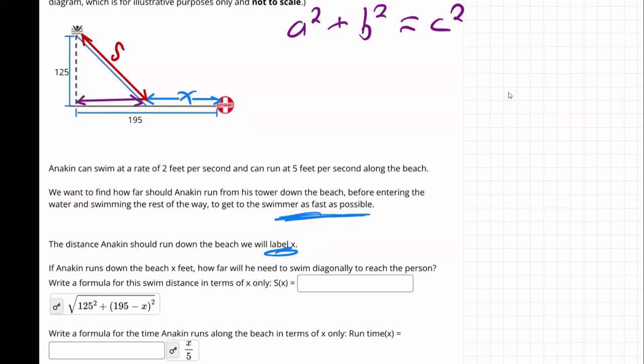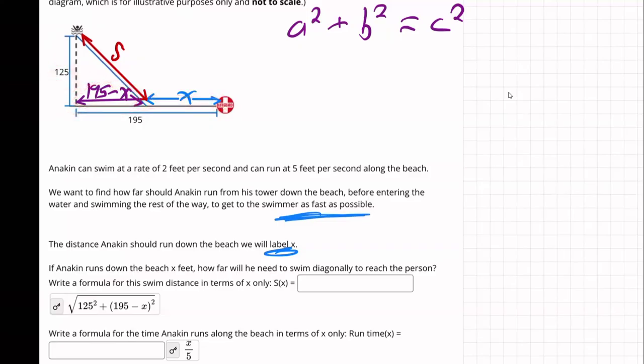What must it be? It must be 195 minus x. Why? Because the whole distance is 195 and that's x. So the whole distance is 195, take away x. That's the leftover, right? So there's that. This is 125.